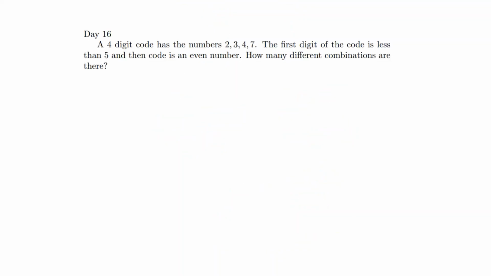So today's question is a 4-digit code, which has the numbers 2, 3, 4, and 7. The first digit of the code is less than 5, and then the code is an even number. How many different combinations are there?